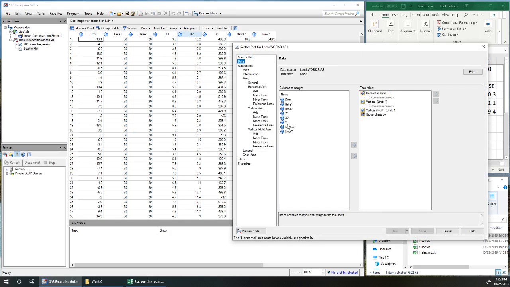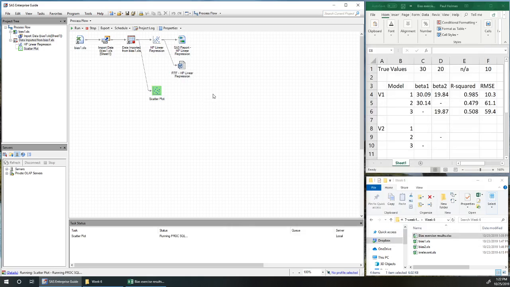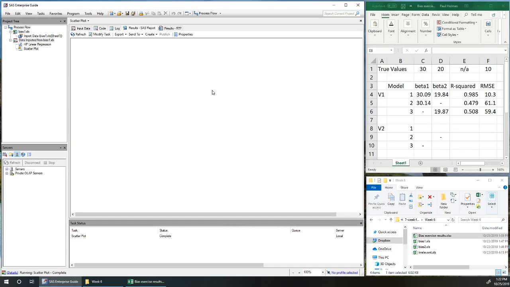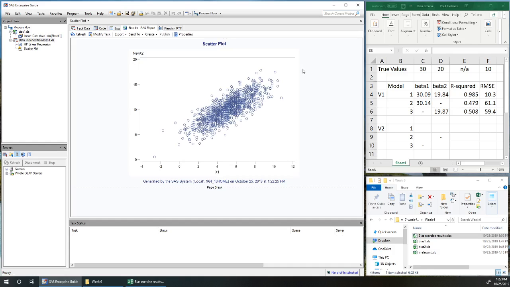So data, x1 and new x2. What we should see is that these two are not independent of one another, but instead knowing something about x1 tells us something about x2, or vice versa, knowing something about x2 tells us something about x1. So that's the key difference in this part of the data.